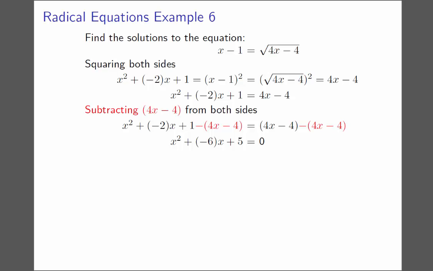On the left, we have x squared, minus 2x minus 4x is minus 6x, and 1 minus negative 4 is plus 5. Now we can solve this either by factoring or using the quadratic formula. You can click either purple link now to see this completed whichever way you'd like.